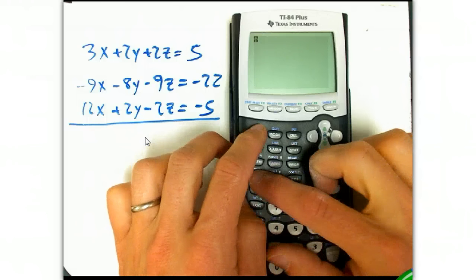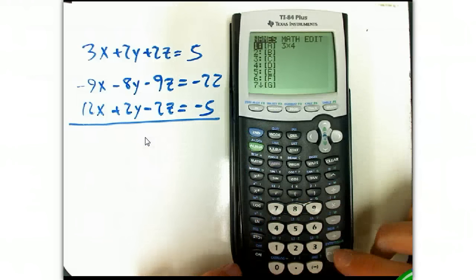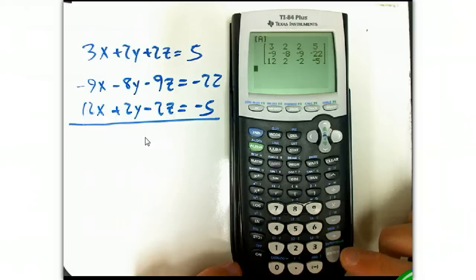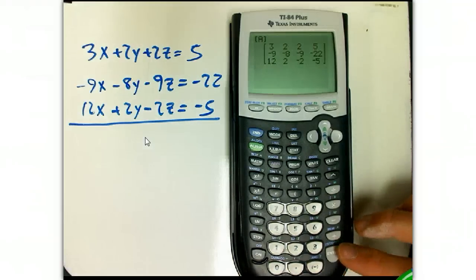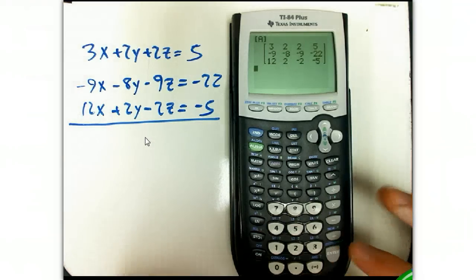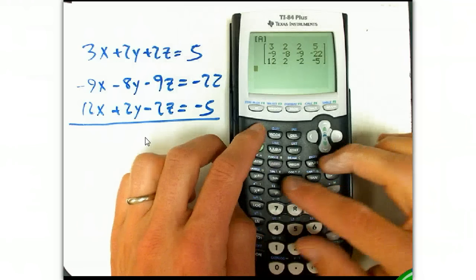Now, to access that, you go to second matrix, and then if you just do names, it brings A up, and then it'll give it to you. And now it actually, even because it's not in edit mode, you can actually see this all on the screen. So we can double check 3, 2, 2, 5, -9, -8, -9, -22, 12, 2, -2, -5. Okay, so we know that we want to put this in reduced echelon form, and there's this great thing.